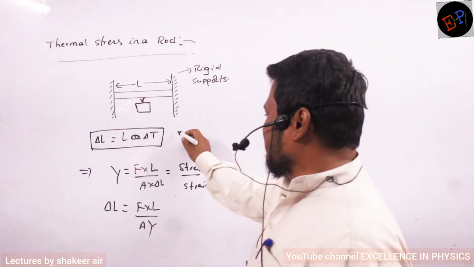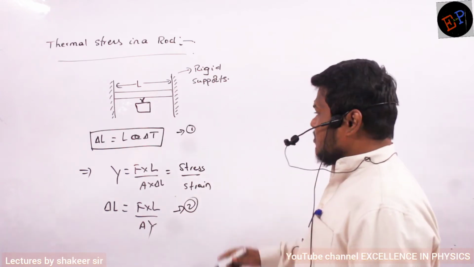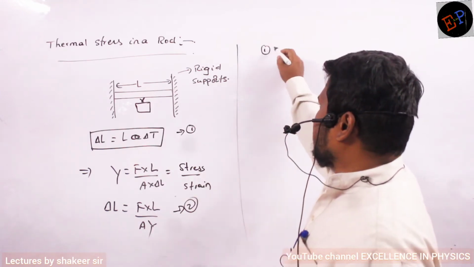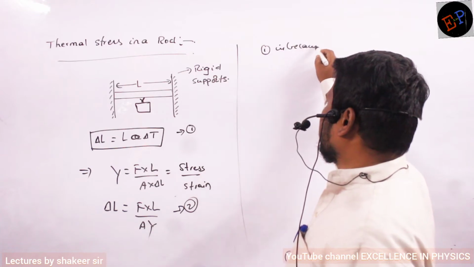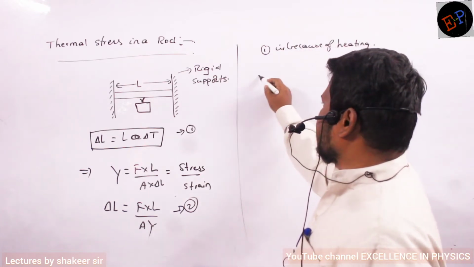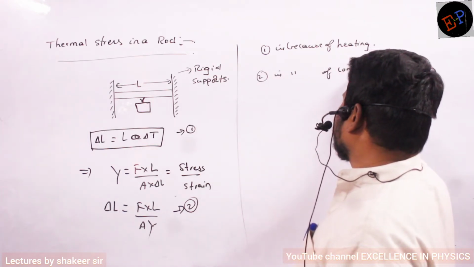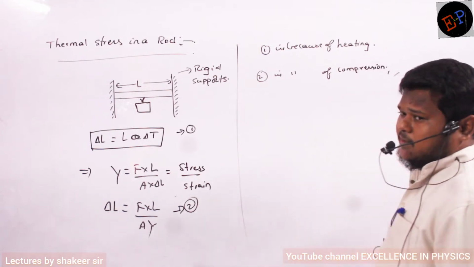So here this is equation number 1 and this is equation number 2. We will write the reasons also. One is because of heating. And the second equation is because of compression. Definitely both of them must be equal.